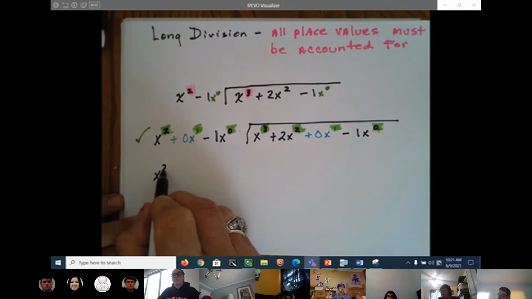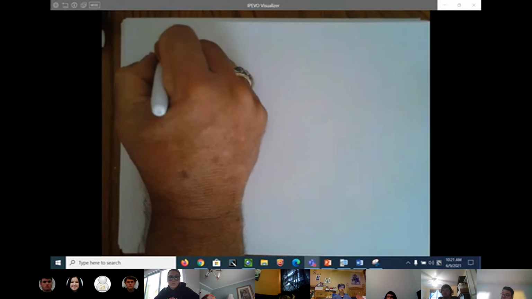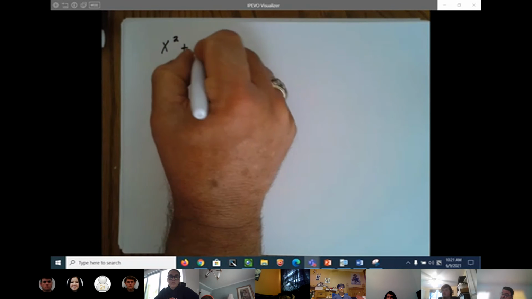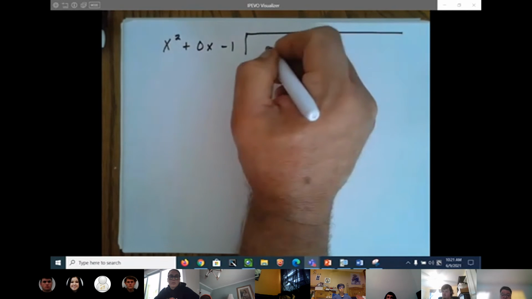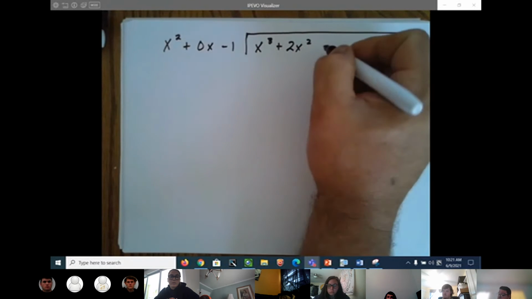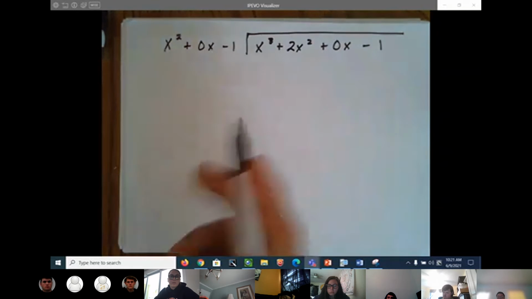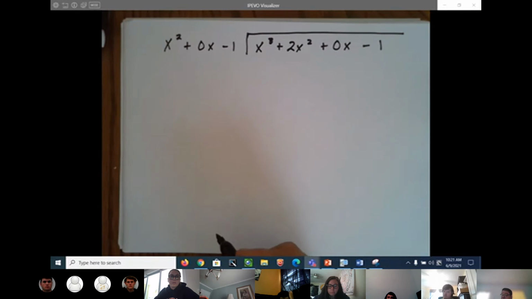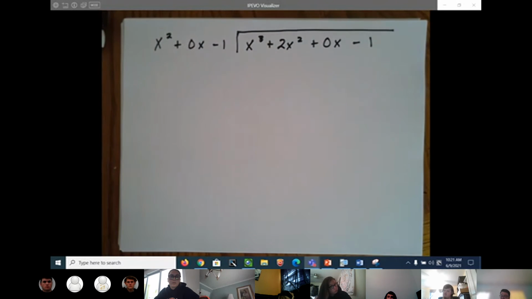So x squared, I'm going to take it over to the next page. x squared plus 0x minus 1 into x to the third plus 2x squared plus 0x minus 1. So you see at that point I dropped all the extras, but I didn't drop the place values that are accounted for because they are essential. And then you ask yourself, you want to concentrate on this guy right here.